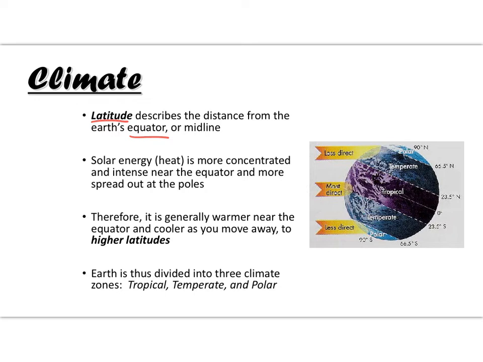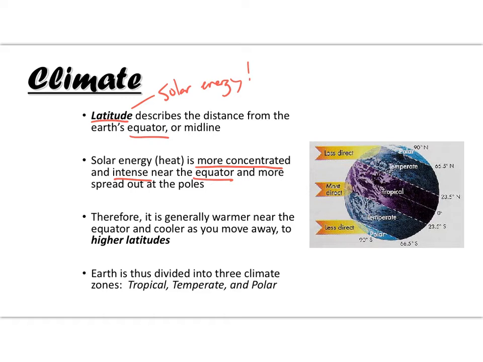Now, why, right? Well, actually, this one has everything to do with solar energy also. Sunlight is much more concentrated and much more intense and more direct near the equator. And it is less intense and more spread out at the poles. So, as you might guess, we're going to see warmer temperatures the closer we are to the equator because sunlight and solar energy is more intense there. So at lower latitudes, closer to the equator, we see warmer climates. At higher latitudes, farther from the equator, like at the poles, we see cooler climates.